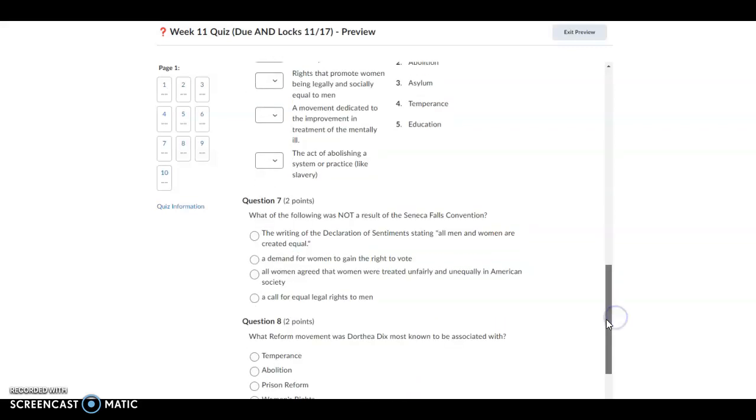Question number 7. Which of the following was not a result of the Seneca Falls Convention? A, the writing of the Declaration of Sentiments stating all men and women are created equal. B, a demand for women to gain the right to vote. C, all women agreed that women were treated unfairly and unequally in American society. D, a call for equal legal rights to men.